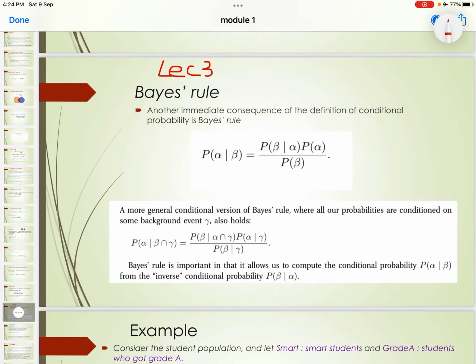So next is the Bayes theorem. Another immediate consequence of the definition of conditional probability is the Bayes theorem. P of alpha given beta is equal to P of beta given alpha into P of alpha upon P of beta. This is the formula for Bayes theorem.